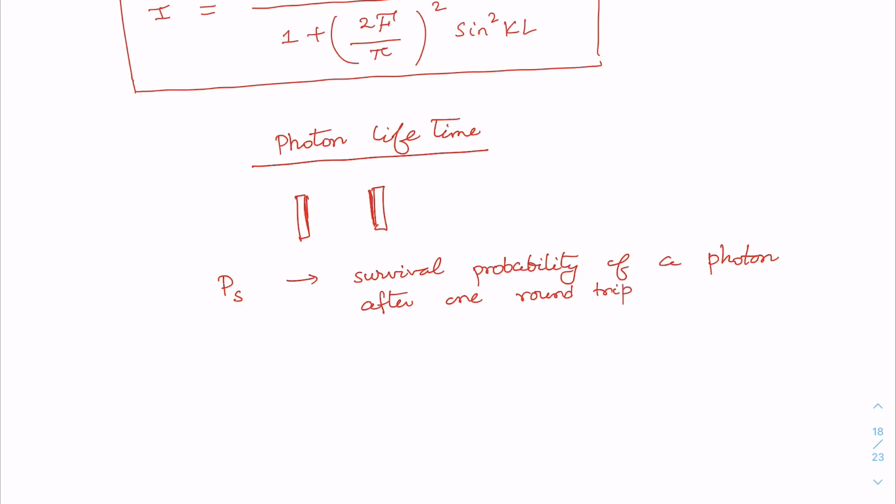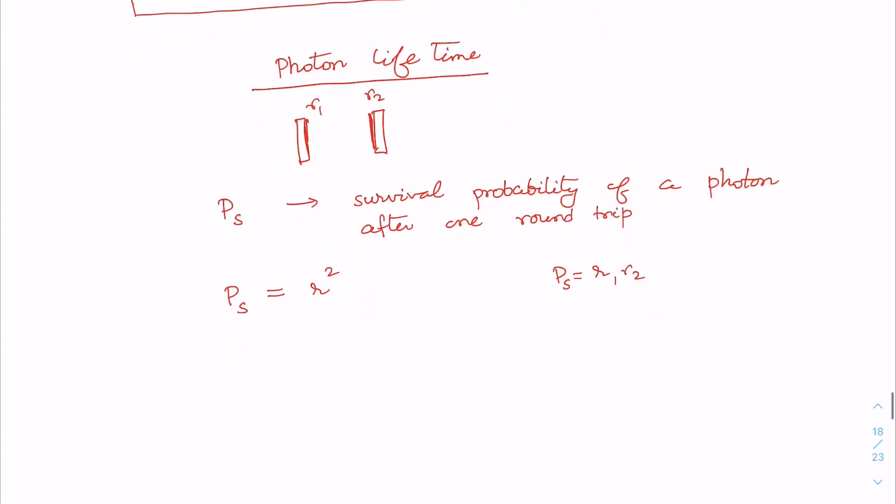Okay, actually, if both the mirrors have reflectance or reflectivity R, then PS is equal to R square. Otherwise, if one mirror has reflectivity say R1, the other one has R2, then PS would be equal to R1 into R2. Anyway, we are assuming that both the mirrors are having the same reflectivity.